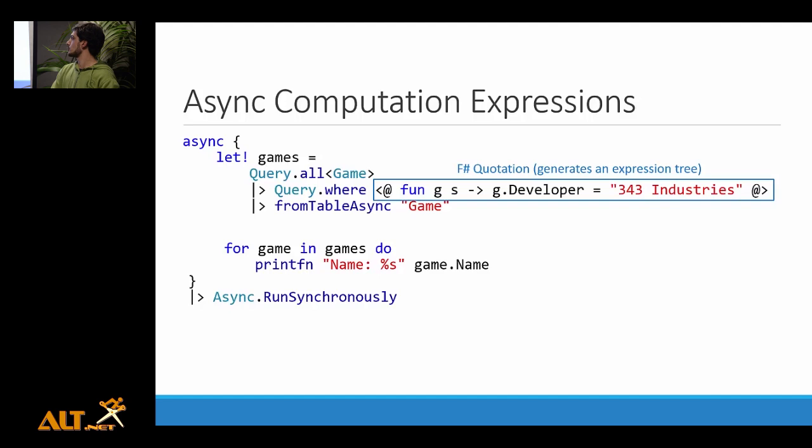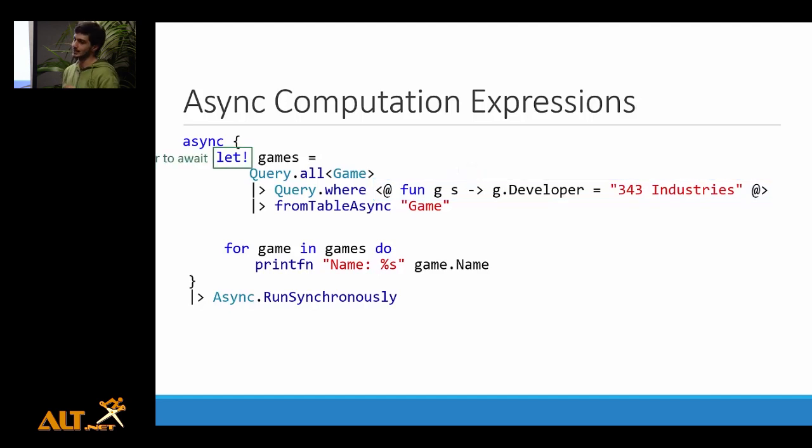So what we're doing here is we're doing that query and we're using let bang instead of normal let, right? And what that's doing is basically an await. So it's very similar to how await works in C#. So when that query finishes asynchronously, we get the results back bound to the name games, and then the rest of this computation expression continues executing. So we're going to loop over those games. We print out the names of them to the console.